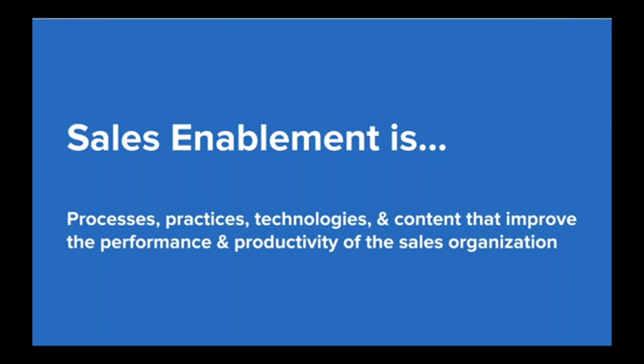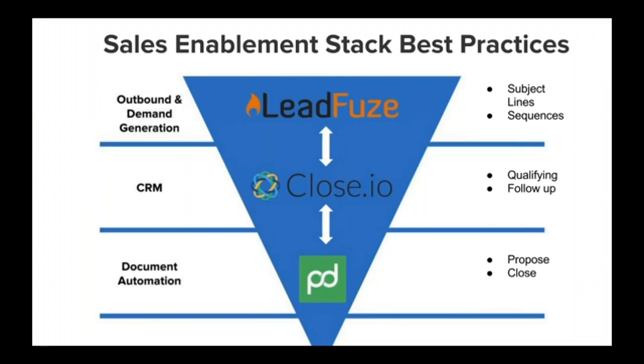So what is Sales Enablement? Well, let's set the stage. Sales Enablement is the processes, practices, the tech, and content that help improve the performance and productivity of the sales organization. So today, we're going to be taking you from top to bottom of the sales funnel.